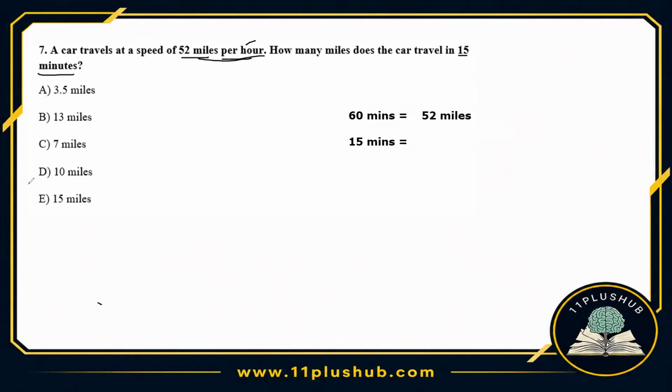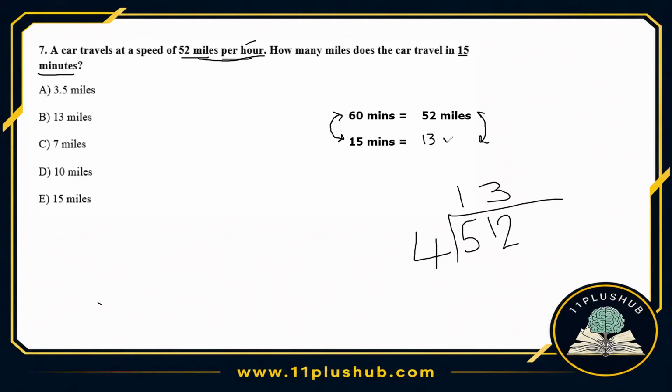So 60 divided by 4 is 15. 15 is a quarter of 60. So we're going to do the same to the other side. We need to do 52 divided by 4. So 52 inside the bus stop divided by 4. 4 goes into 5 the once with a 1 remainder. 4 goes into 12 3 times. And therefore we have 13 as our answer. So 13 miles, which is option B.